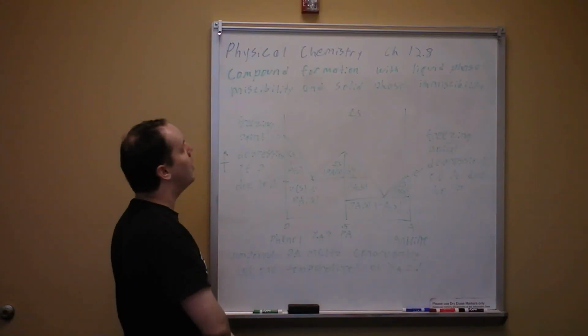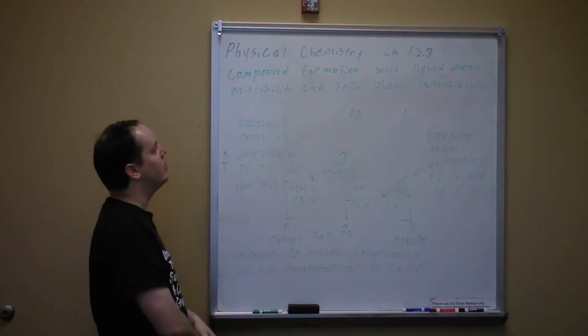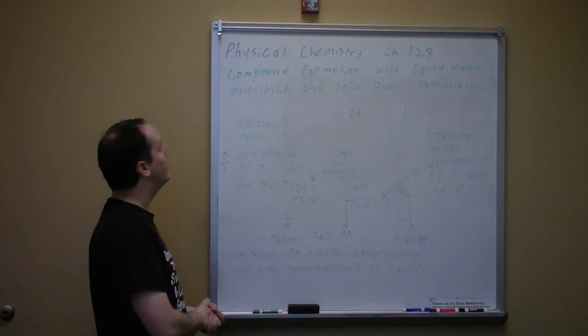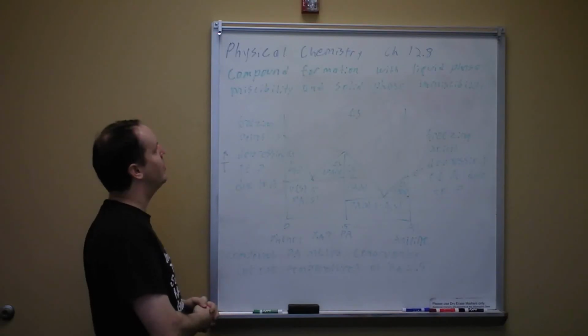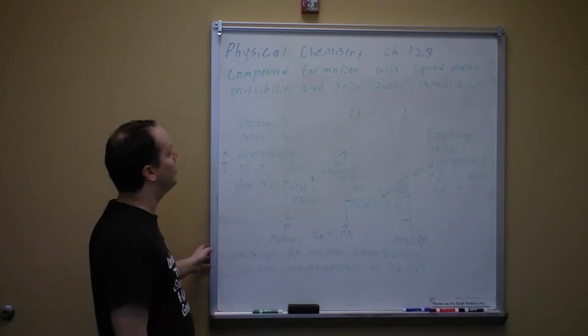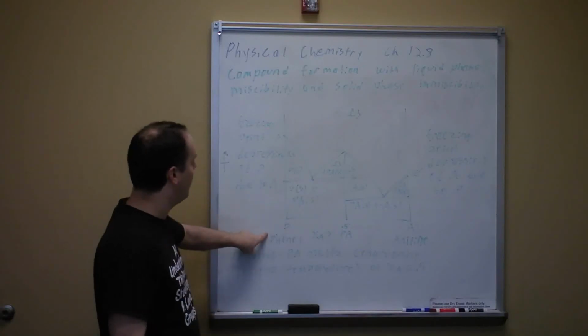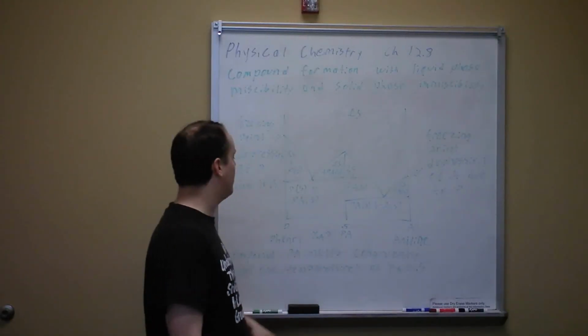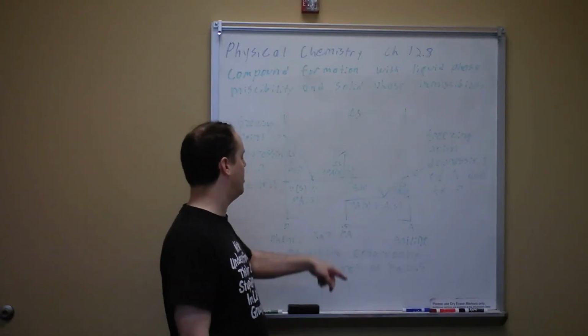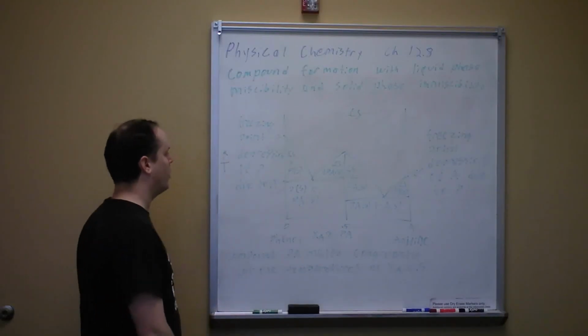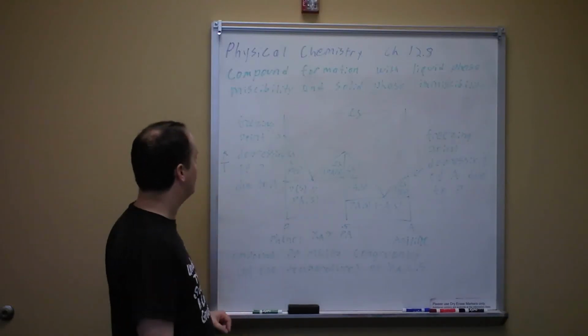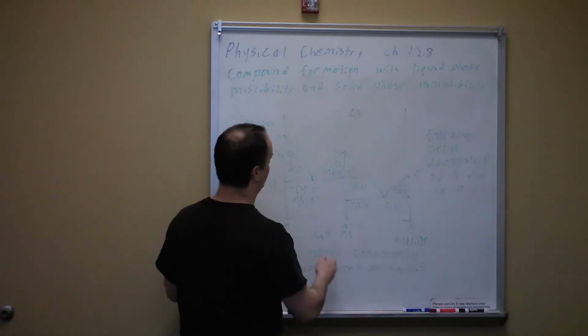So far we've been talking about situations in which we have two components. They're liquid phase miscible and solid phase immiscible. But now what happens if they form a compound? In this example we have phenol and aniline, and those two will form a compound of one of each. We're going to abbreviate it to PA. So this makes the diagram a little more complicated.